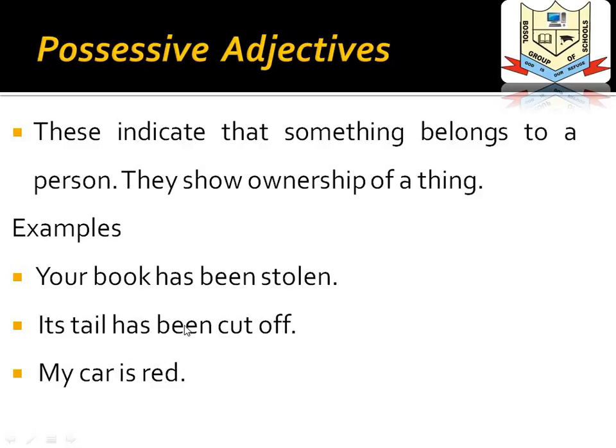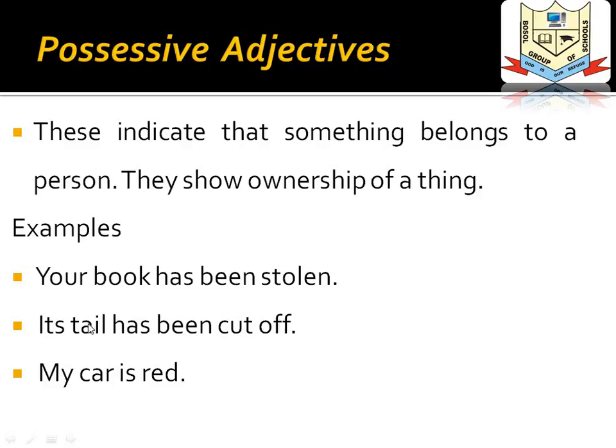Possessive adjectives indicate that something belongs to a person. That is, they show ownership of a thing. Examples: your book has been stolen. It shows here that the book belongs to you. Its tail has been cut off.